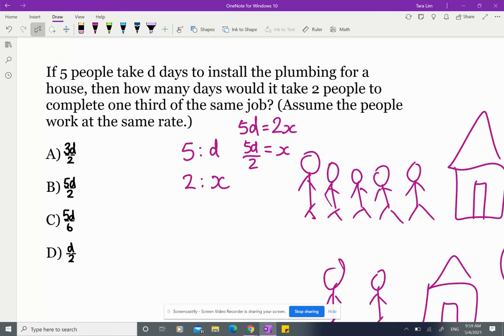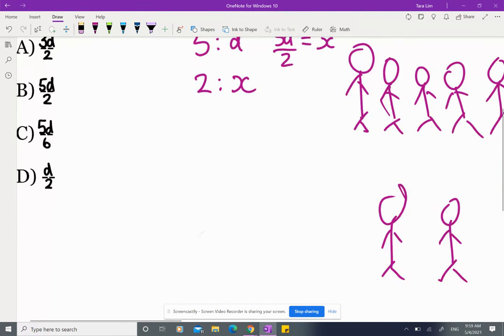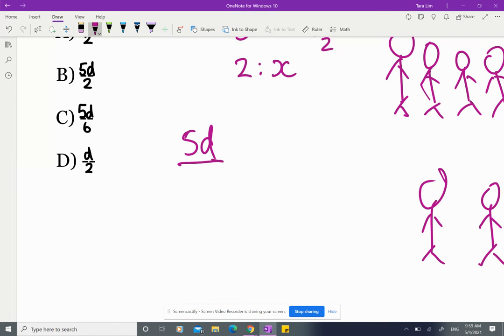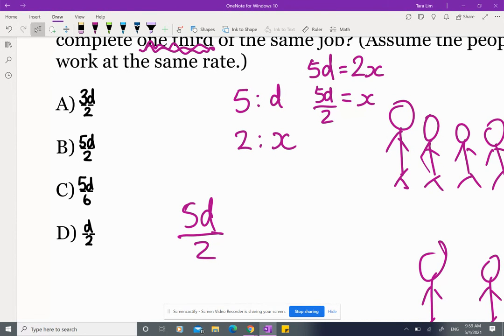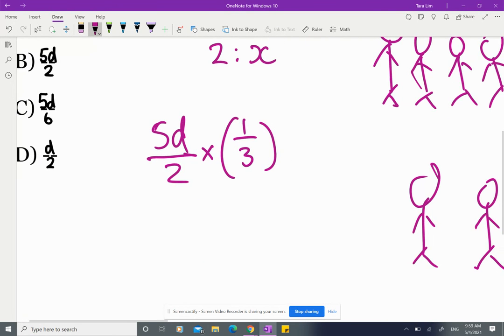Now, as you can see, we have 5d over 2 for x. Now be careful here. It asks to complete 1/3 of the same job. So here, this is the whole job, and we only want to know 1/3. So 5d over 2. Now, what is 1/3 in mathematics? It means 1 over 3. 1/3 is 1 over 3. So we just multiply it.